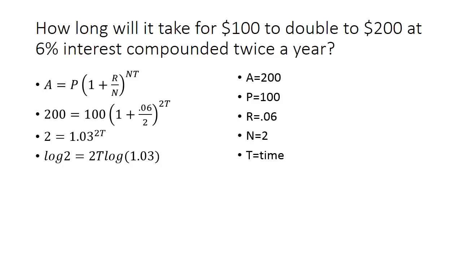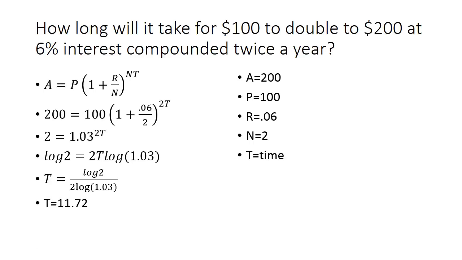Okay. Now t is no longer in an exponent. It's down here with the rest of the equation, which means you can solve for it. You'd get that once you solve for t. And now plug that into your calculator.